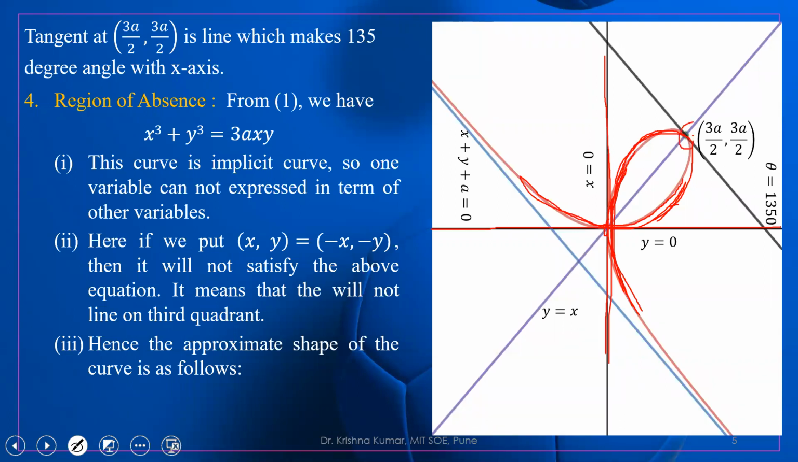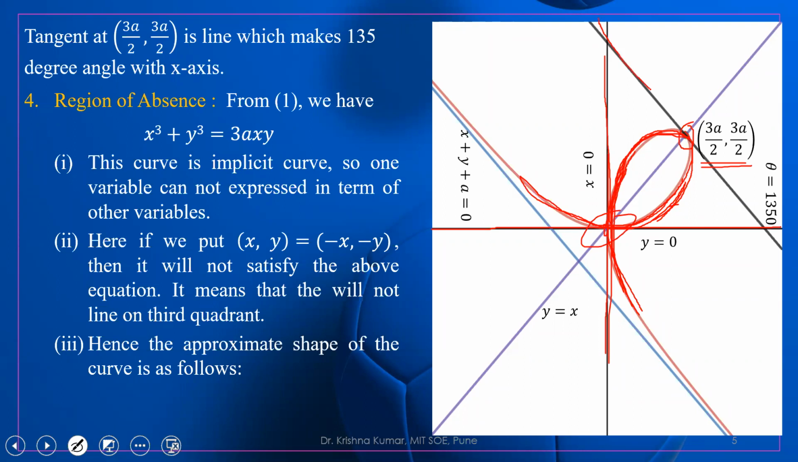What is that point? It is 3a by 2, 3a by 2. And again, we have already told in the previous lecture that if we are getting any point except the origin, then at that point there will be a loop. So now again this is a loop. This is the closed loop we are getting over here, and this is the tangent.